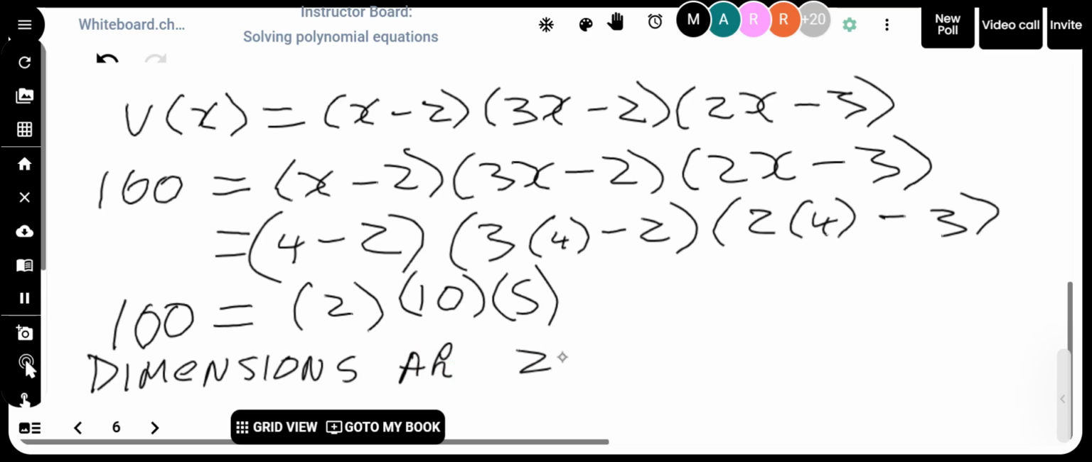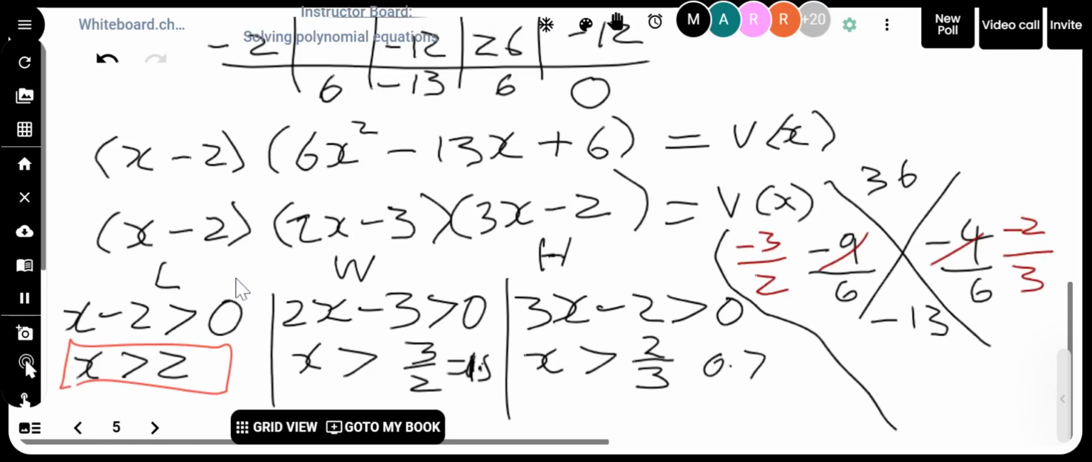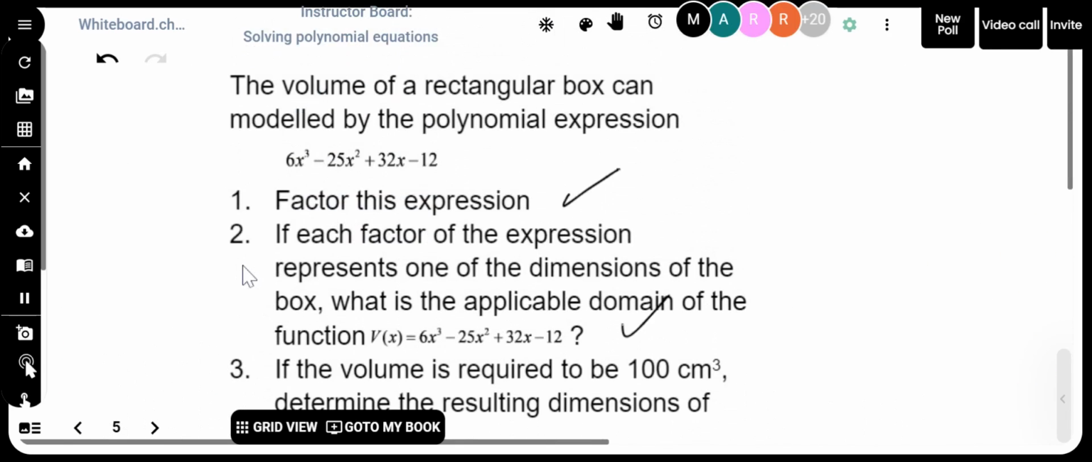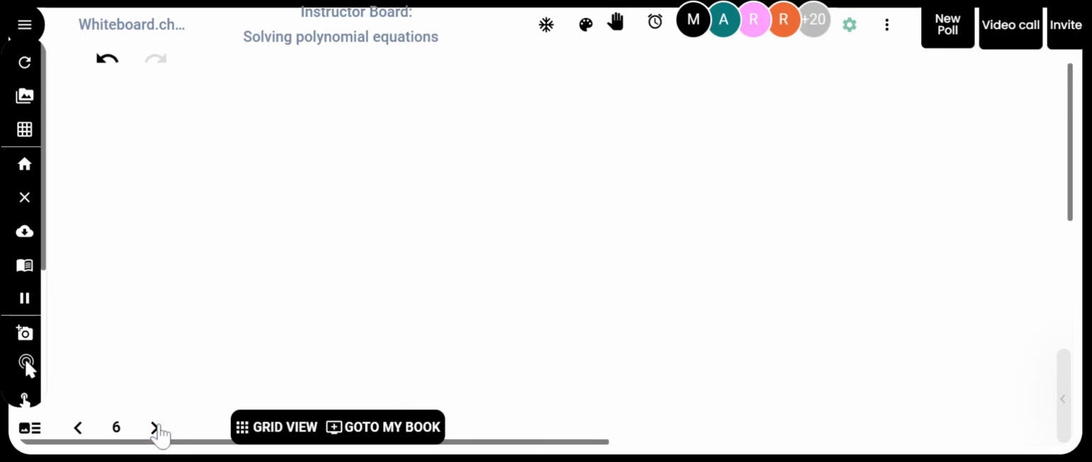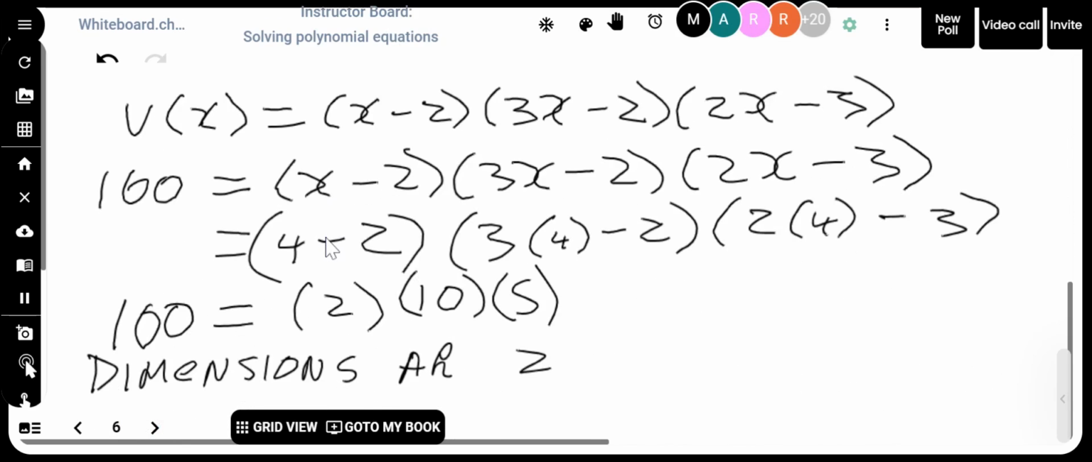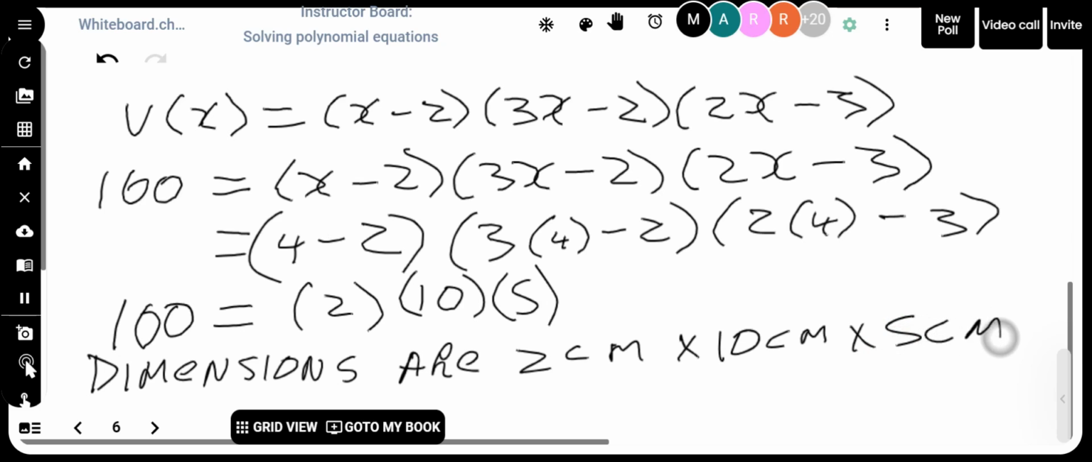So the dimensions are 2, is it centimeters? I think it was centimeters, or is it meters? Just give me a second here to check. Rectangular box model with fractional expression depends on centimeters cubed. Okay, so centimeters. The dimensions are 2 centimeters by 10 centimeters by 5 centimeters.